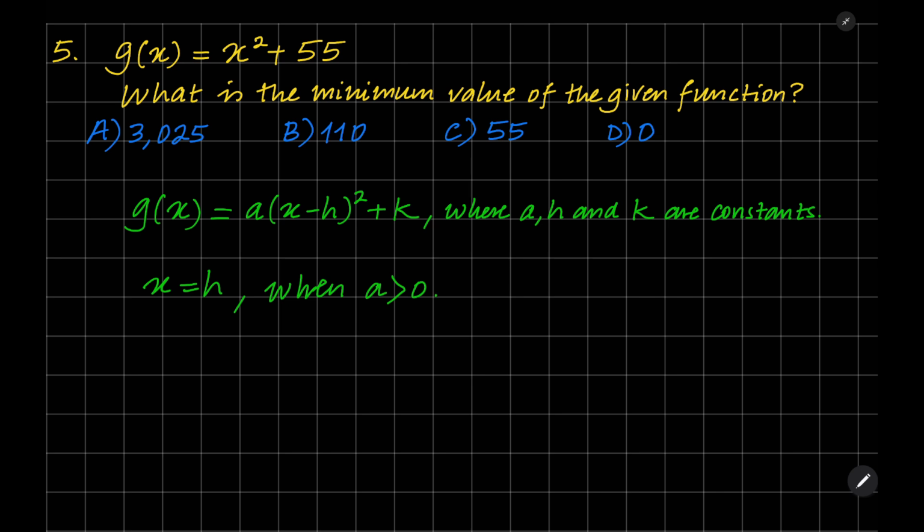The given quadratic function can be rewritten as g of x is equal to 1 times x minus 0 squared plus 55, where h equals 0 and k equals 55. This is h, this is k. Therefore, the minimum value of the given function is 55. So choice C is correct.